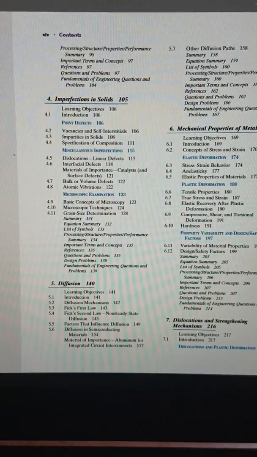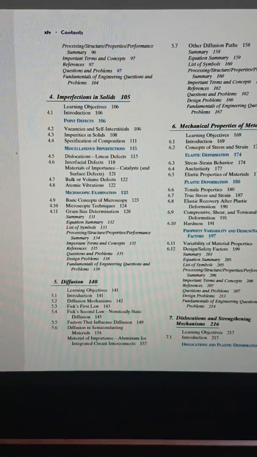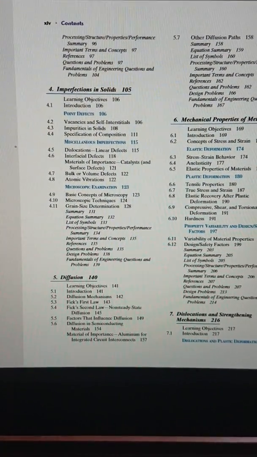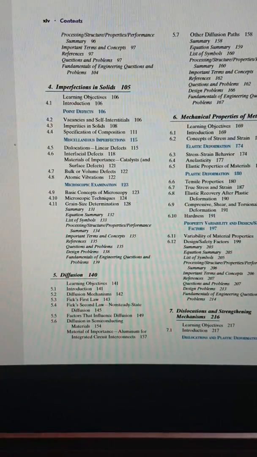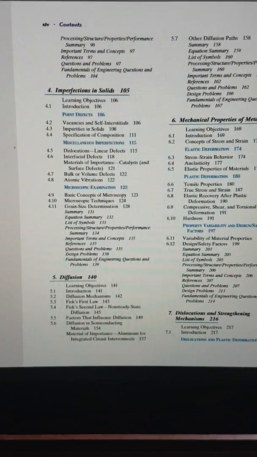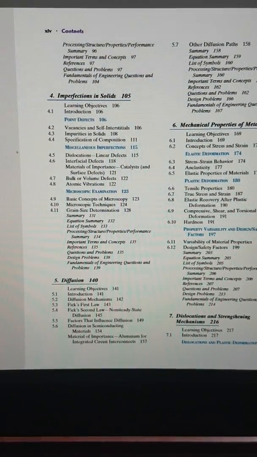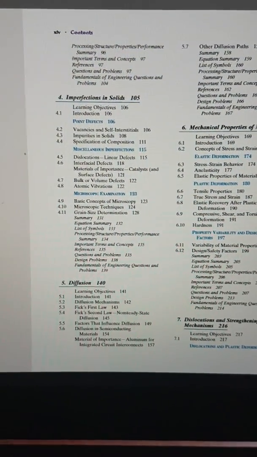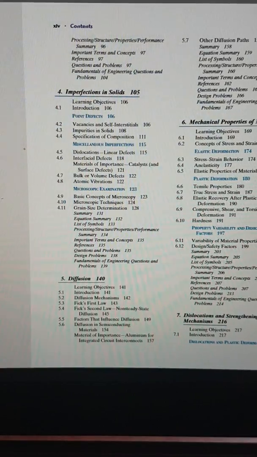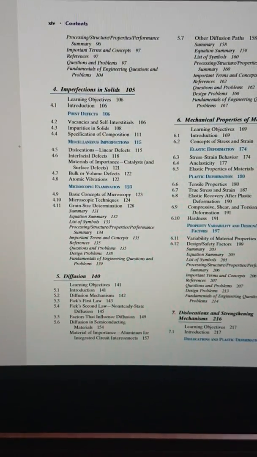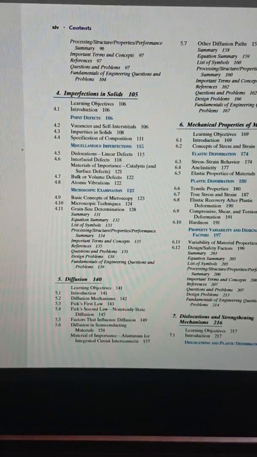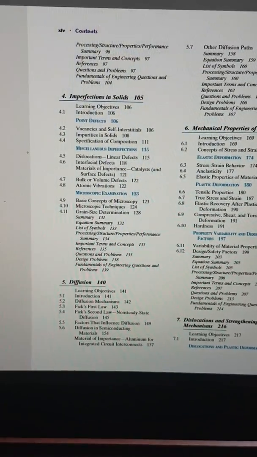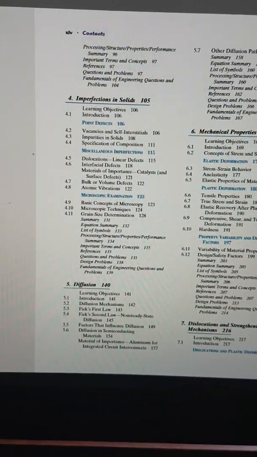And chapter 4, we're going to see imperfections in solids. We're going to see what we call point defects, miscellaneous imperfections, microscopic examinations. And chapter 5, we're going to talk about diffusion. We're going to learn about what diffusion is and what we do with diffusion. We're going to see Fick's first law, Fick's second law, factors that influence diffusion, and all this.